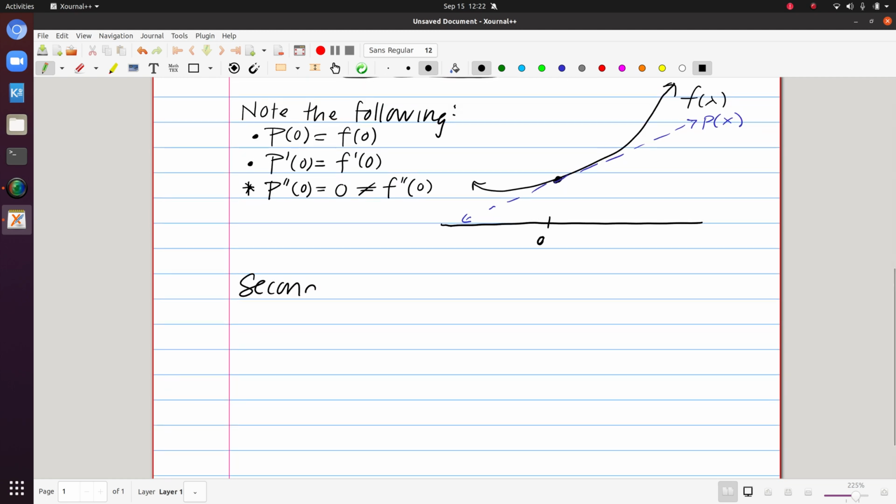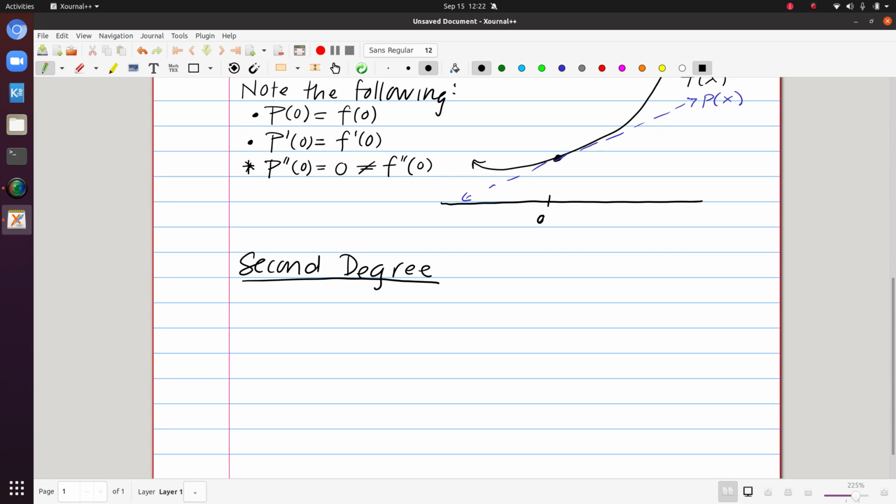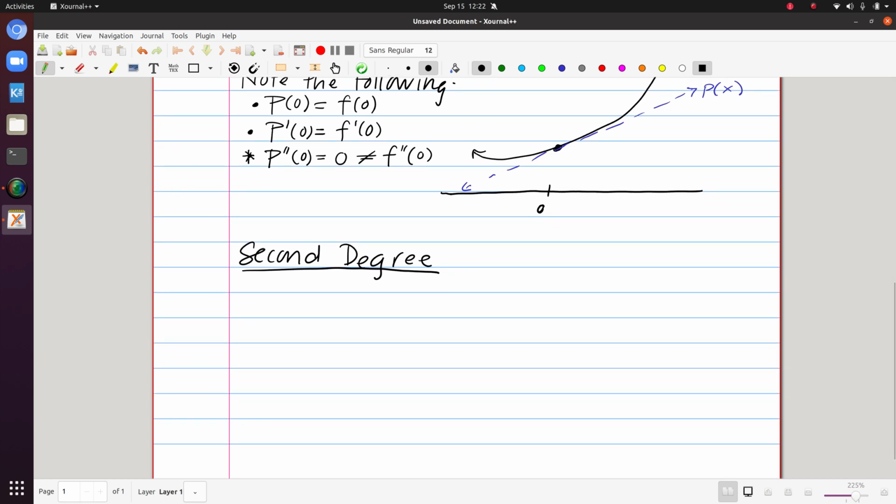In order to come up with a good second degree approximation, I'm going to try to build off of these notes that I observed about what made the tangent line so nice. So a second degree is we're looking for p of x equals a sub 0 plus a1x plus a2x squared. So the question here is, how do we choose those coefficients with regards to f of x so that this particular second degree polynomial does a nice job of approximating f of x near 0?